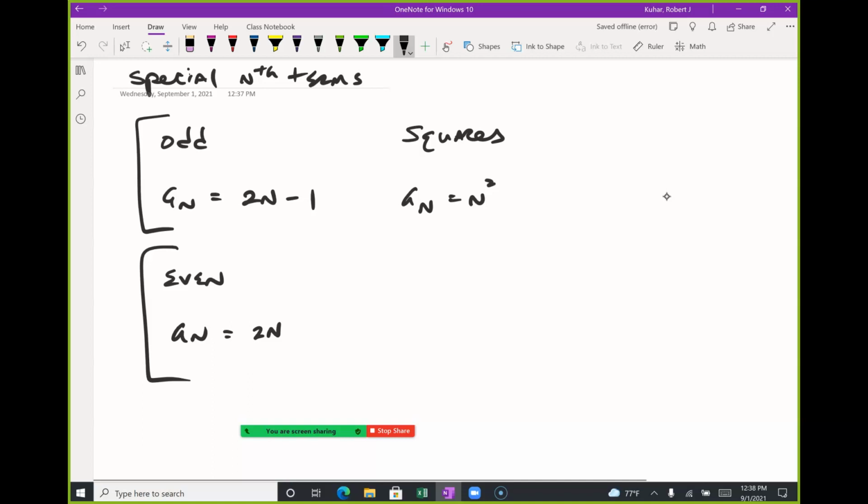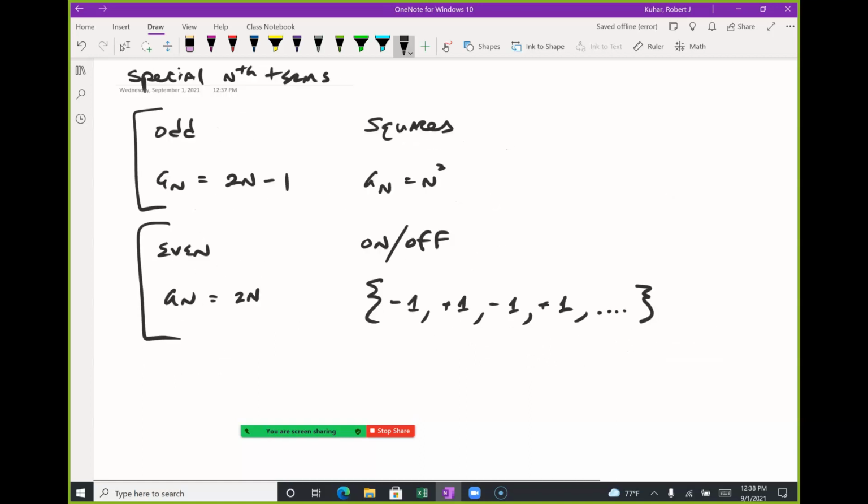So things like this. We're looking for little patterns like this. How about the on-off switch? This one's a little bit weird. On-off is this guy, negative 1, positive 1, negative 1, positive 1, and so on, right? So that's a special one to look out for.